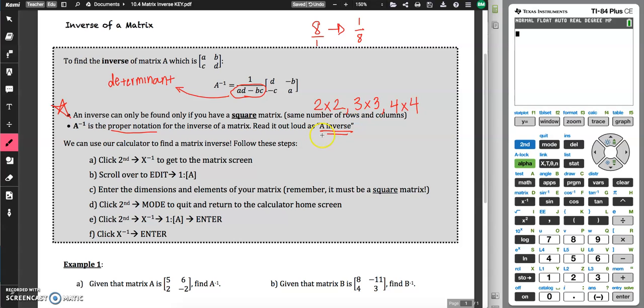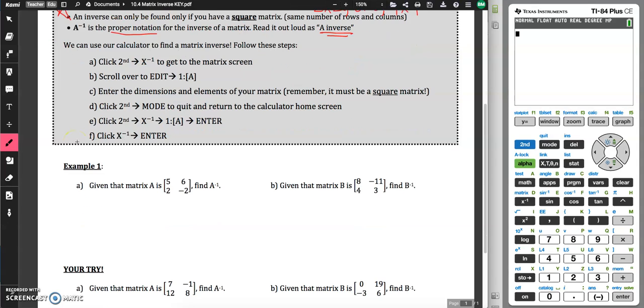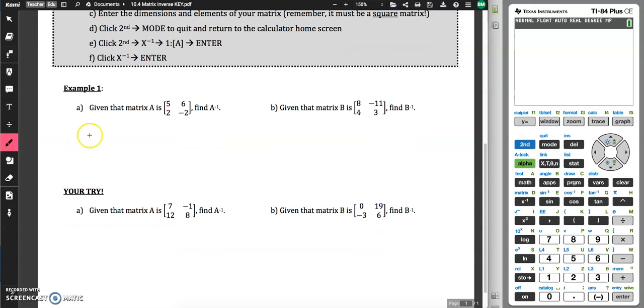So we're just going to get right into it. Just like the multiplying, we have the steps written out here as a good reference, but we'll just walk through it on the calculator and then you'll try a couple on your own. So 2 examples together, and then you'll have 2 to do on your own.